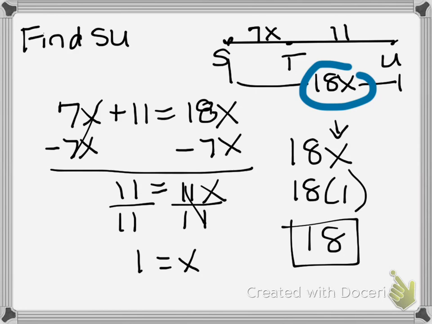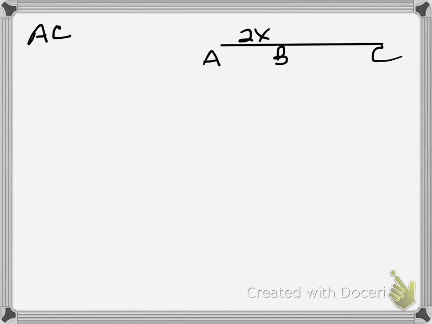All right, looking at our next example. For our next example, we need to find AC. And we have our line segment, which is ABC. AB is 2x plus 15. BC is 10. And the whole thing, AC, is x plus 19.